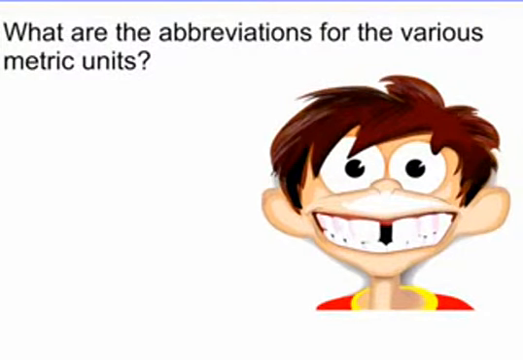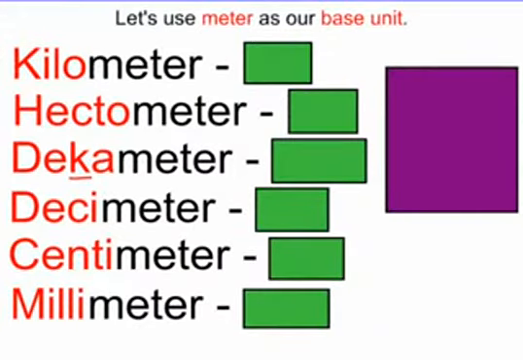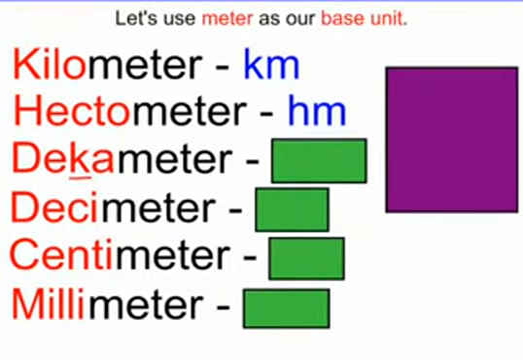Okay, let's talk about abbreviations really quickly in the metric system. It's pretty easy. If you wanted to write the abbreviation for kilometer, it'd be K for kilo and M for meter. Hectometer would be H for hecto and M for meter.